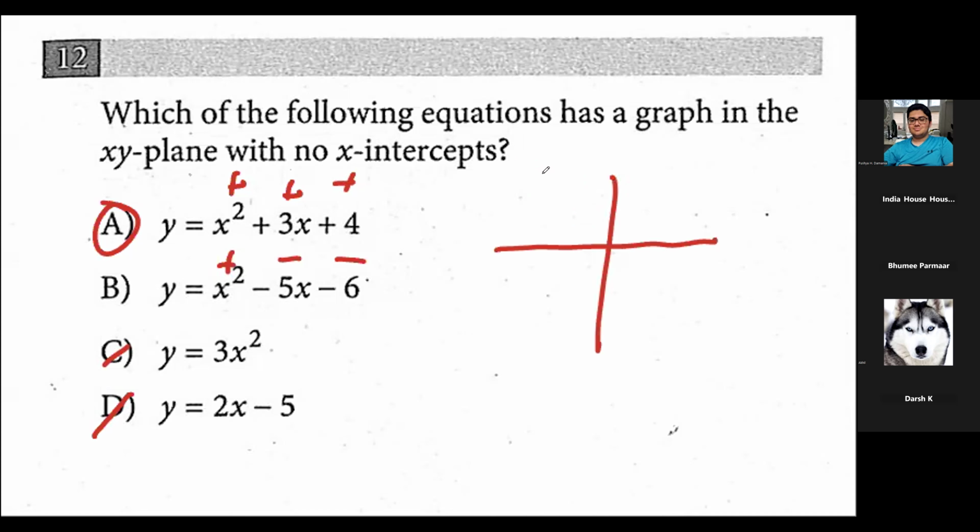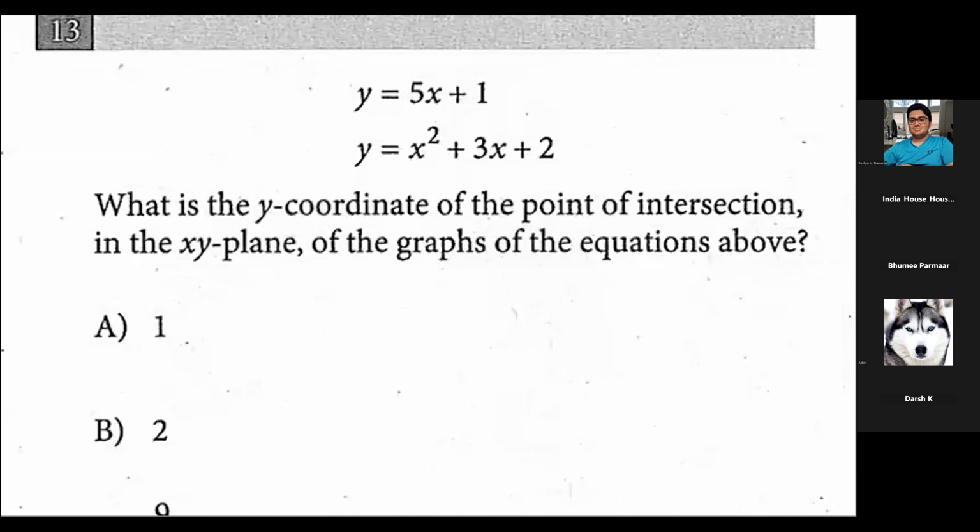Any sort of quadratic graph with a positive x squared value is like this. If you do minus 5x minus 6, you can just move the graph down and left or right. And if you have two positive values, then you move the graph up and left or right. So that means the correct answer has to be A for having no x-intercepts. If the cardinalities were flipped, then it would also be like that. So the correct answer is A. That's a pretty fast way to do it. All right, question 13.